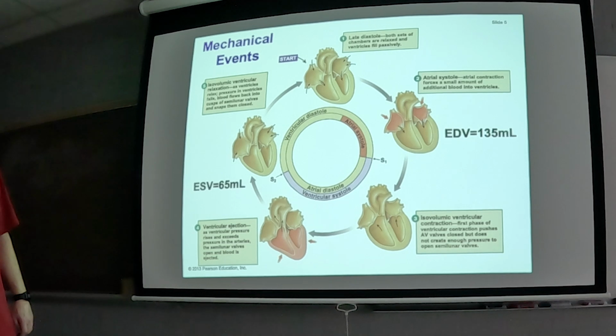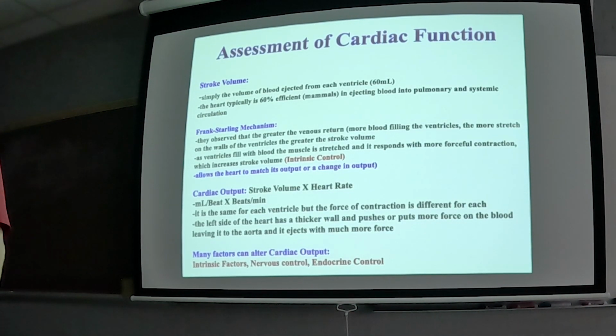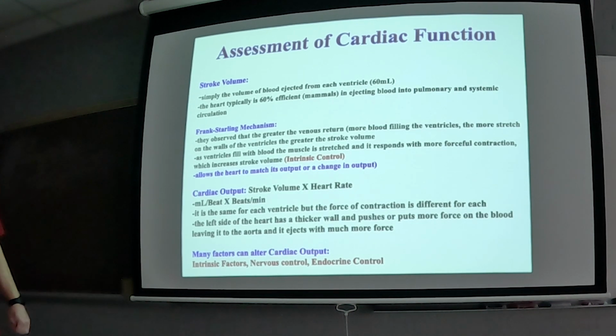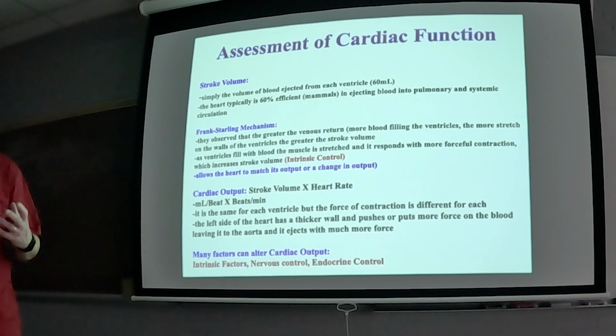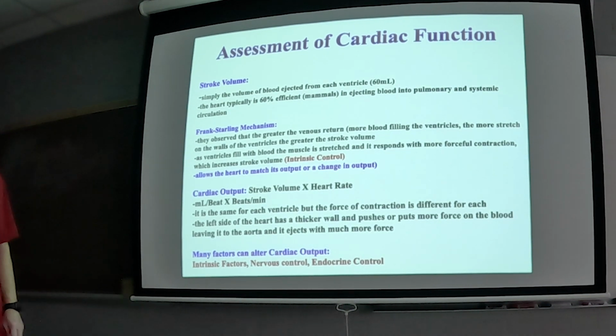Okay, so that volume that's ejected there at the end, what we call end systolic volume, the volume that's ejected is about 60 to 70, 60 to 80 mils. That's called stroke volume. The heart, therefore, is about anywhere from 60 to 70% efficient in ejecting blood into the pulmonary and systemic circuits.